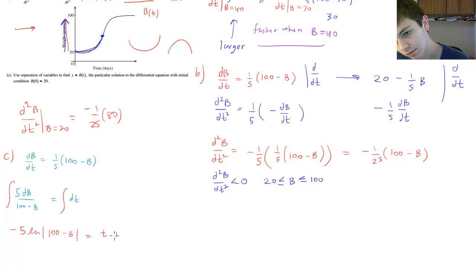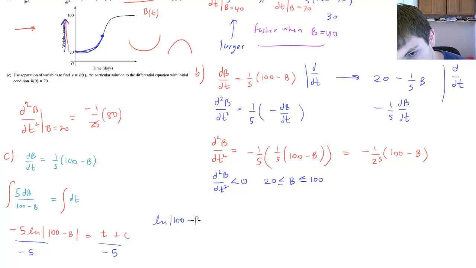Equals t plus c. We could have added this arbitrary constant to the other side too, but it's kind of implied that when you add it to both sides, you can just combine them onto one side for now, at least. All right, so we're trying to find b. Now what we're going to do is divide both sides here by negative 5. There might be more than one way to get through this, but this is what I feel is the easiest way to do this. Ln of 100 minus b.